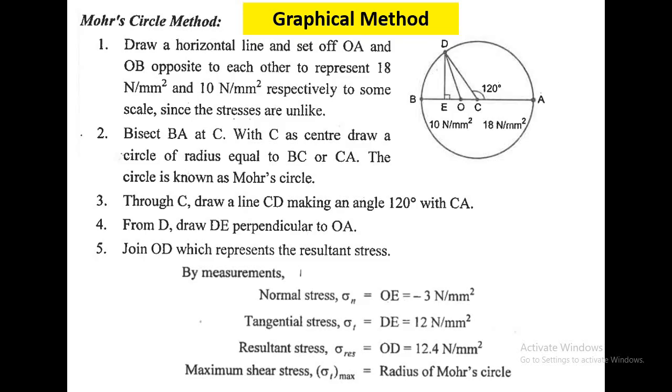And the last one is maximum shear stress, that is the radius of the Mohr circle. It may be BC or AC. You measure the distance, and you are going to have 14 Newton per millimeter squared. So that's all. Now you can see the analytical and graphical methods both have the same answers.